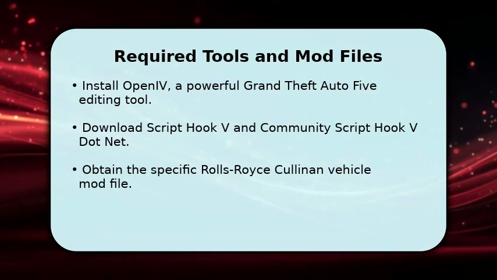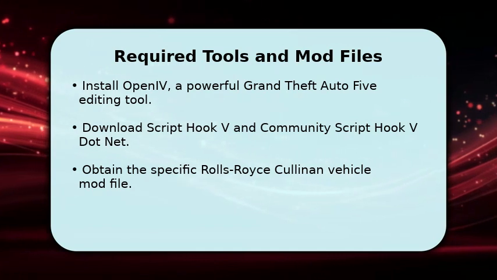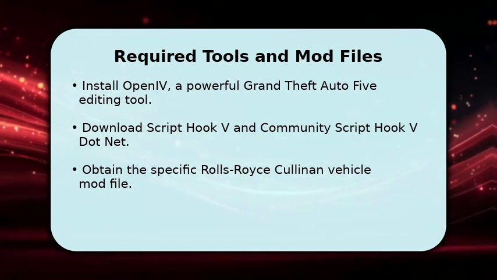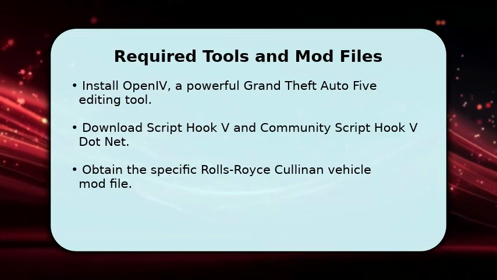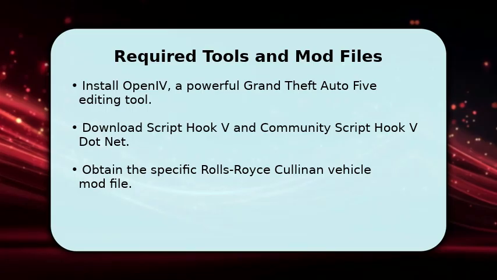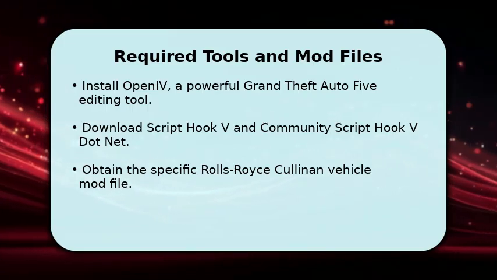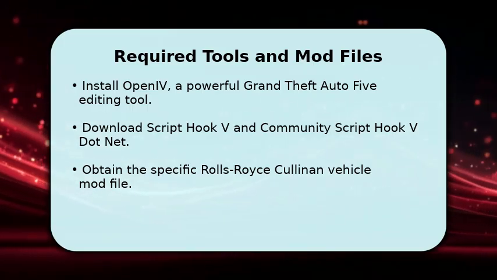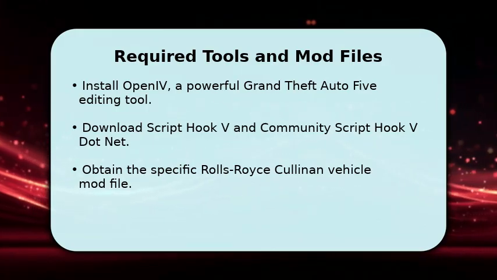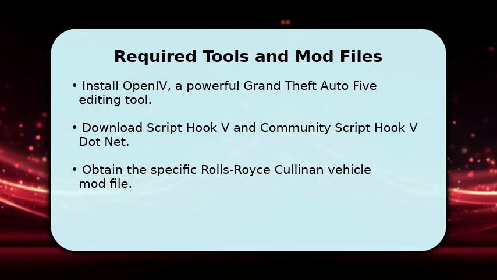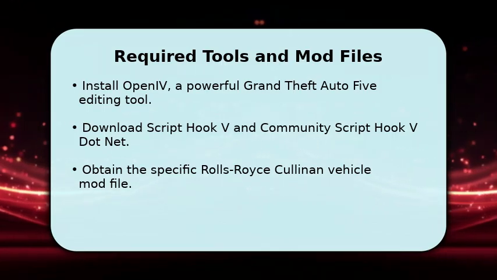To begin, you will need OpenIV, which is crucial for editing game archives. Next, download ScriptHookV and CommunityScriptHookV.net. These enable custom scripts. Finally, search for and download your desired Rolls Royce Cullinan mod file, ensuring it is from a reputable source. Always check for compatibility with your game version.